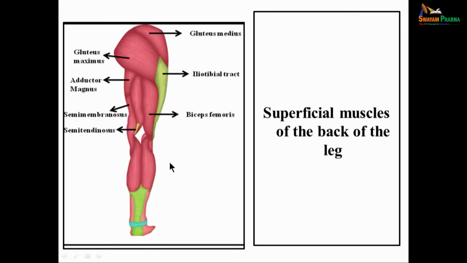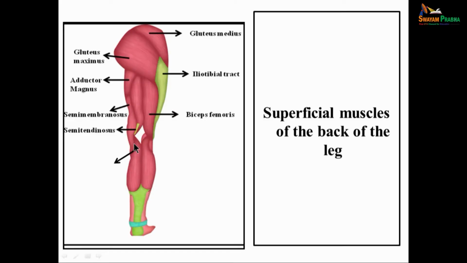Why we are going through these muscles is, if you know the muscles here, these are the muscles which are going to form the boundaries of the popliteal fossa. If you know the muscles, particularly the hamstring muscles and the superficial muscles of the back of the leg, it is easy for us to understand the boundaries of the popliteal fossa.